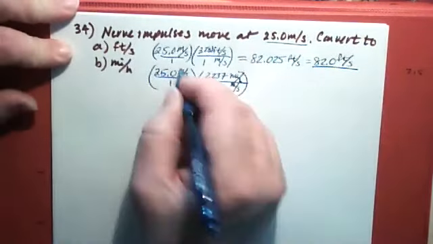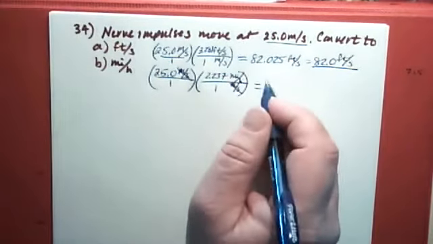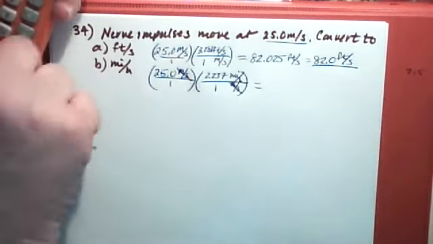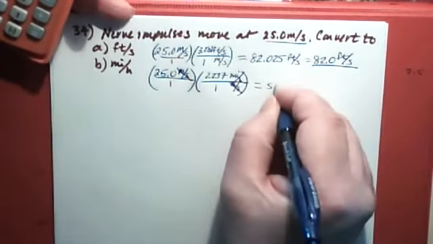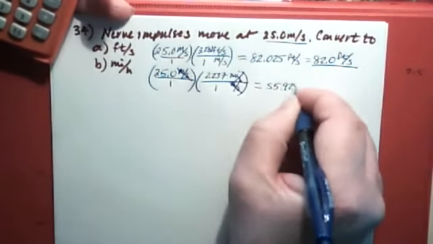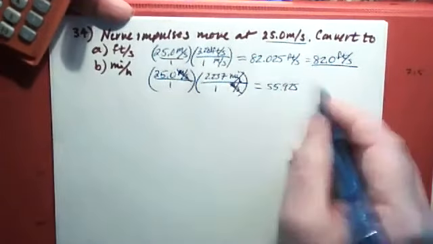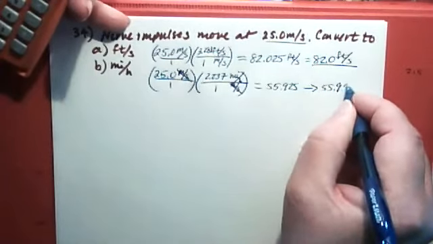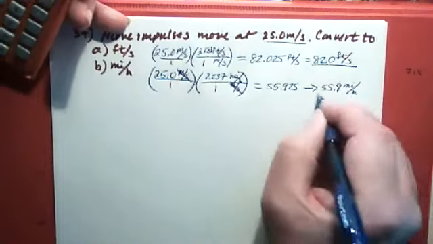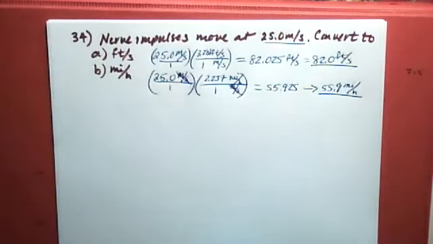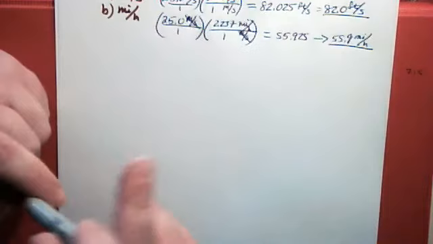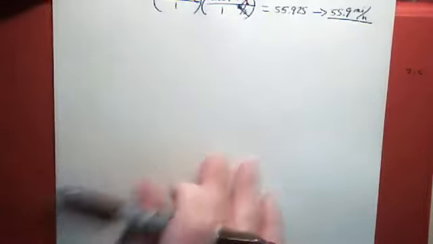Okay, so meters per second cancel out, and 25 times 2.237 will give us 55.925. And with 3 significant figures, that's 55.9 miles per hour. So that's pretty fast. All right, that was 34. Next, 42.